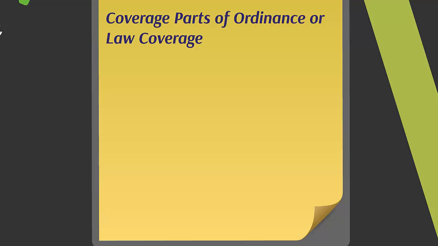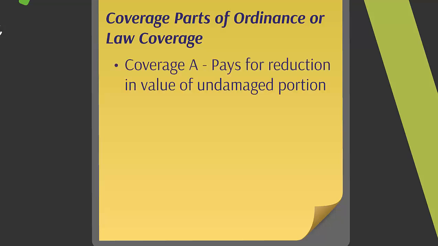The coverage parts of ordinance or law coverage are coverage A, which pays for a reduction in the value of the undamaged portion of property. So for example, if a building is damaged and has to be destroyed, the rest of the building might now have a significantly reduced value. Coverage A will pay for that difference.